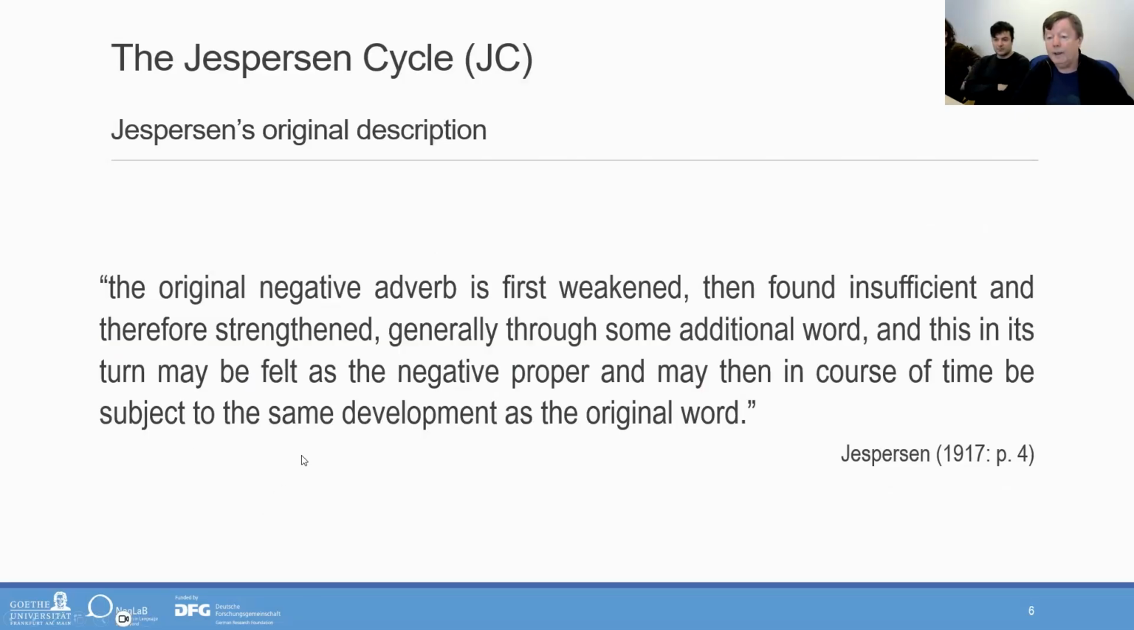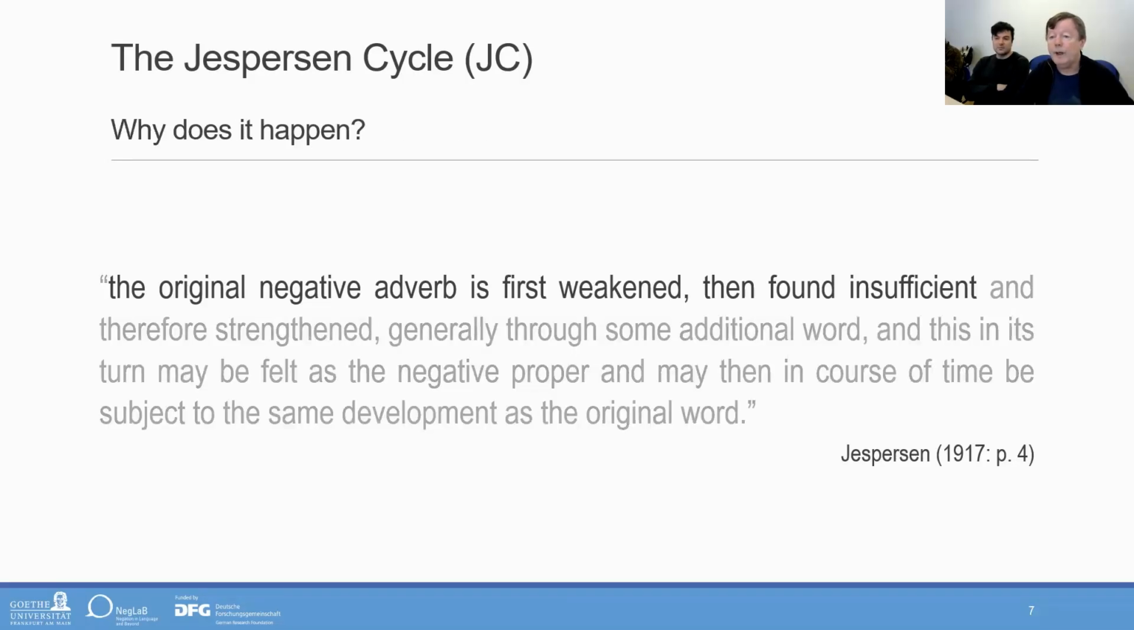The cycle is described by Jespersen as follows. The original negative adverb is first weakened, then found insufficient, and therefore strengthened, generally through some additional word, and this in turn may be felt as the negative proper, and may then in the course of time be subject to the same development as the original word. Now, why does it happen?